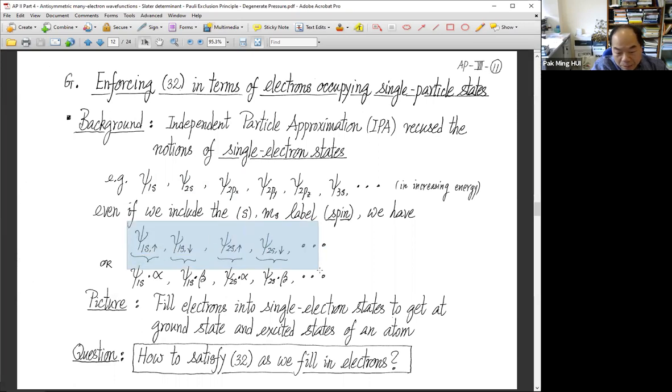Even within this approximation, say Hartree already did the job, how could we construct a two-electron wave function such that the antisymmetric requirement is observed? That is the question.